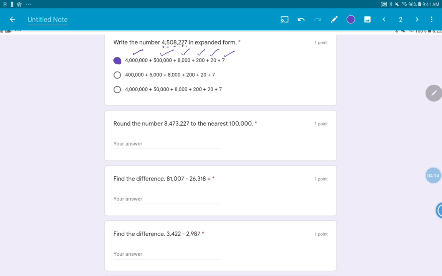I went 400,000. That's how I got it wrong. I chose that one first. I went to the bottom and chose that one. Because everything else is correct. It just tricked you on the 50,000 instead of 500,000 that's in the actual number.